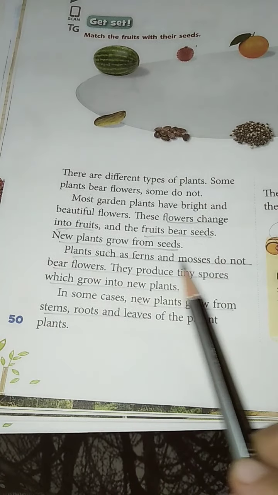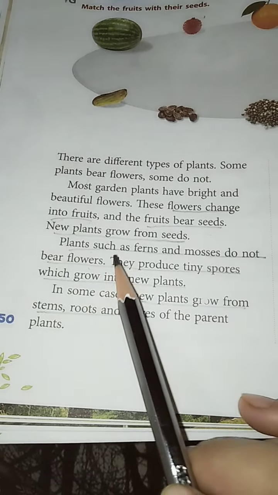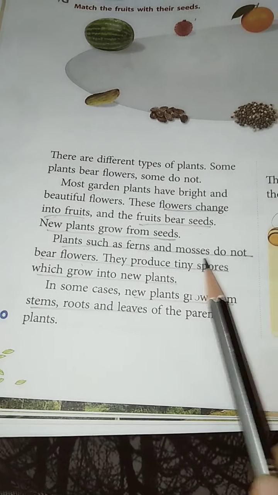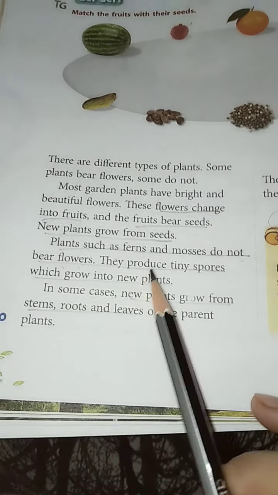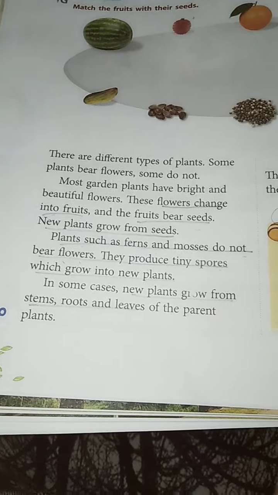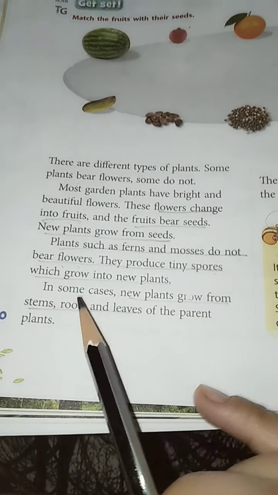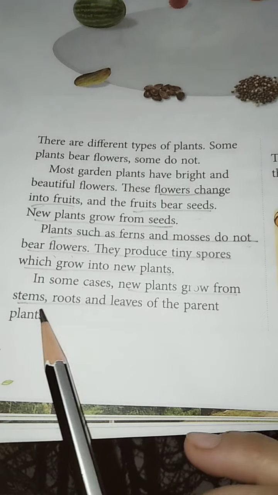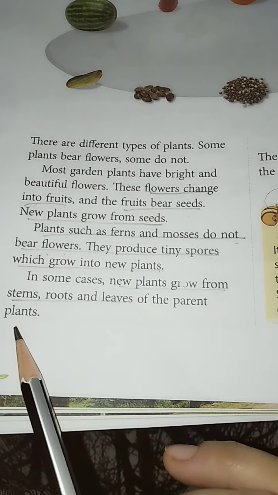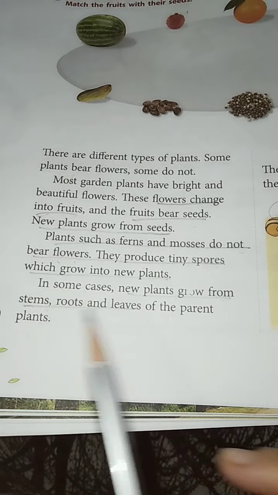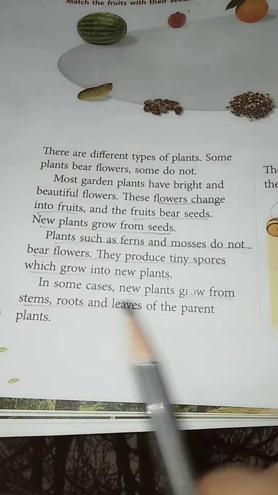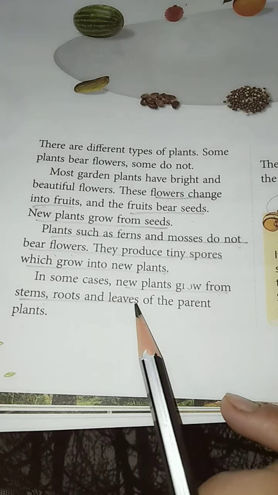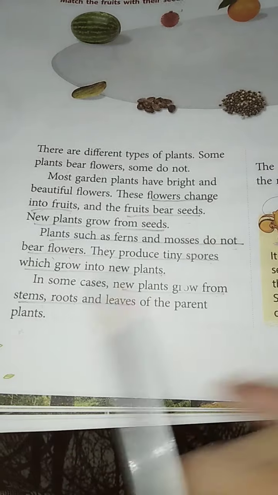Plants such as ferns and mosses do not bear flowers. There are certain plants like ferns and mosses that do not bear flowers, but they produce tiny spores, which grow into new plants. In some cases, new plants grow from the stem, roots, or leaves of the parent plant. So there are cases in which new plants do not grow from seeds, but from the stem, roots and leaves of the parent plants. This we will study further.